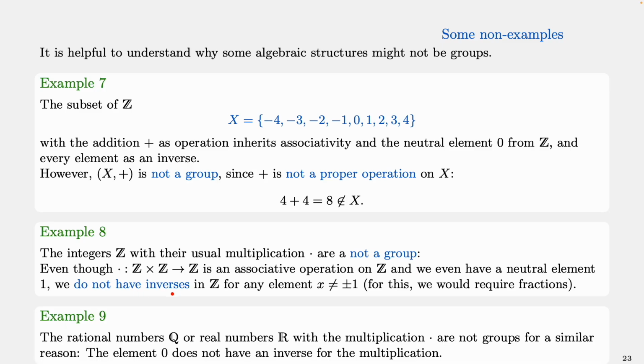But even if we introduce fractions, it still doesn't quite work out. So if we look at the rational numbers Q, so basically taking Z and filling it up with all the fractions, or even the real numbers R together with the multiplication, they're still not groups. Clearly, again, multiplication is associative. We have a neutral element, but still we have the element 0 that does not have an inverse for the multiplication. So recall, you're not allowed to divide by 0, and so there's no way to define a proper inverse element for 0 within the rational or the real numbers with respect to the multiplication. And this means Q and R are not groups with the multiplication.